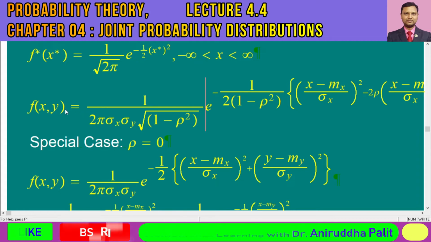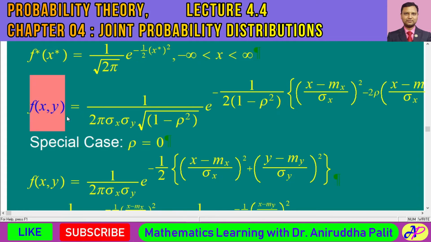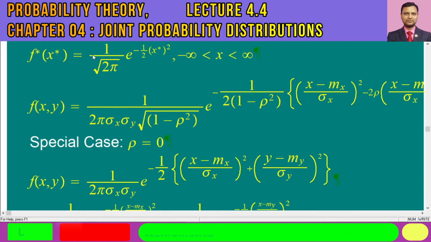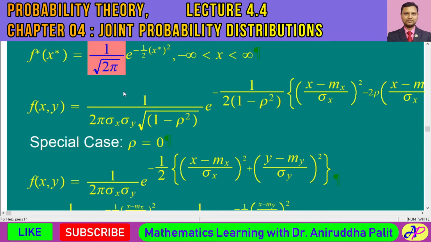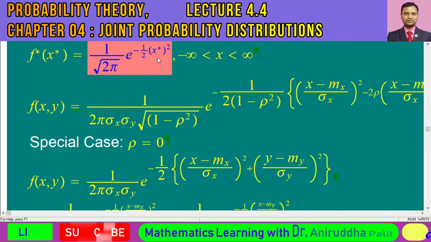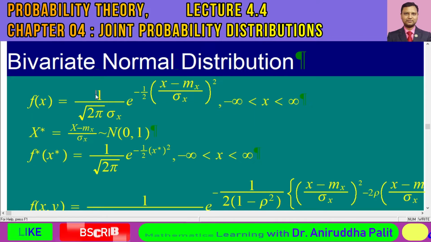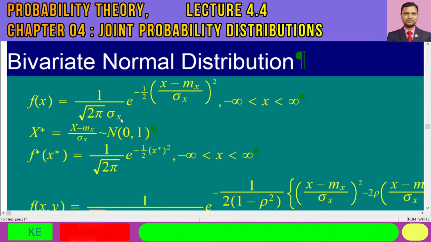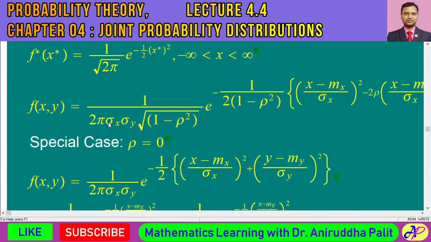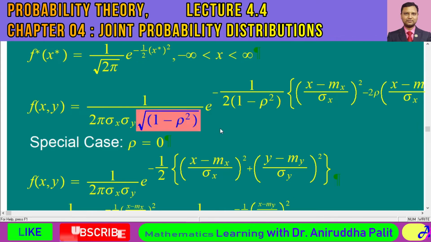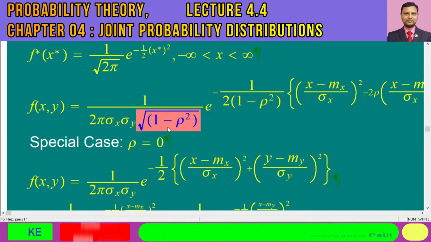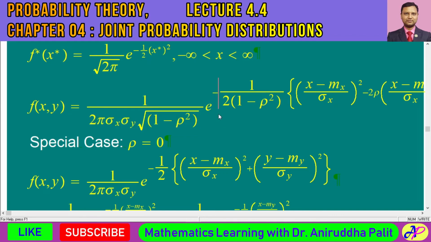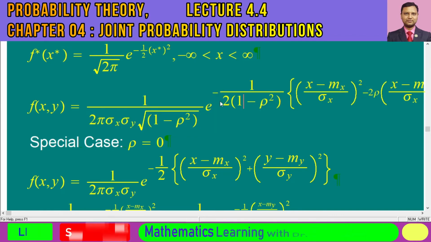So, what is the definition? The definition of this density function is equal to 1 by root over twice pi. Remember, we just multiply similar expressions for x and y. So we shall have twice pi corresponding to sigma x, along with one more sigma y, and the extra contribution is 1 by root over 1 minus rho square, multiplied by e to the power of an exponent, and the exponent is very large.